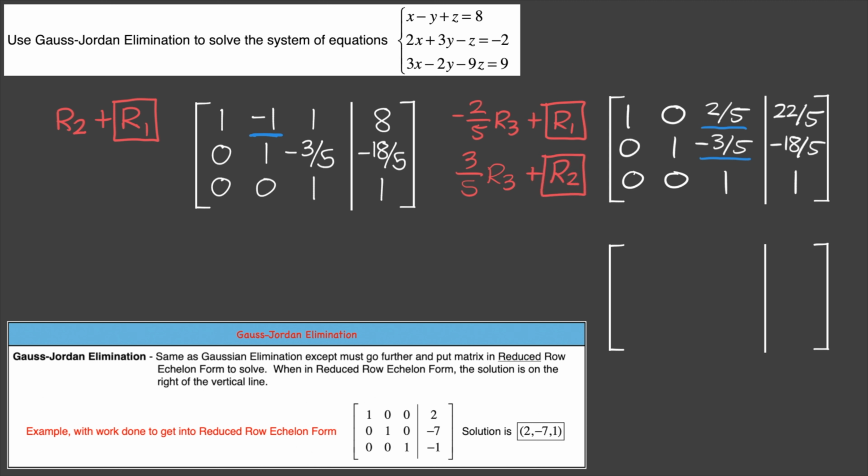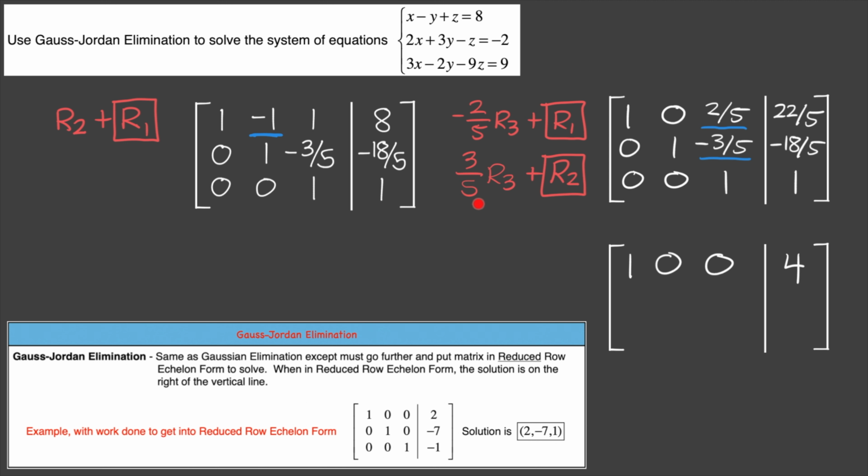Let's do the work here. Let's start off with the negative 2/5 times R3. Negative 2/5 times 0 plus 1 will just give us 1. So put a 1 here. Then we have negative 2/5 times 0, which is 0, plus 0 is 0. Negative 2/5 times 1, which is negative 2/5, plus 2/5 gives us 0, and that was the whole point of this step. Then negative 2/5 times 1, which is negative 2/5, plus 22/5 gives us 20/5, which is 4. That works out really nicely. So this is a 4.